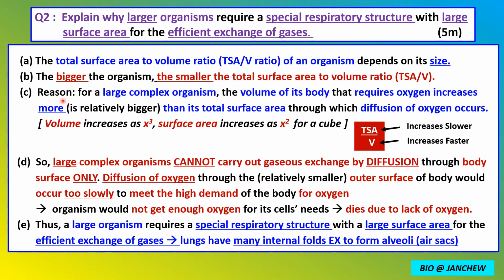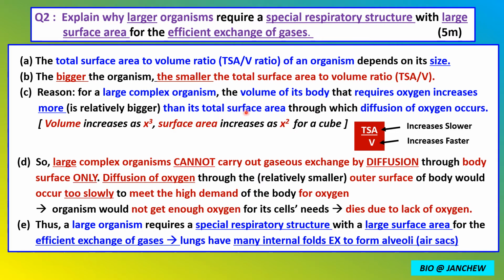And the reason, now the reason may not need to be written down, but it's just for us to understand. In the answer, you may not need to write the reason. For a large complex organism, the volume of its body that requires oxygen increases more, or is relatively bigger, than its total surface area through which diffusion of oxygen occurs. If you compare a large organism with a small organism, like amoeba, the large complex organism will have a bigger volume of body, and that causes much more oxygen to be required for cellular respiration of the cells.